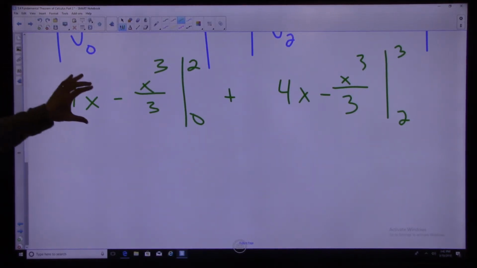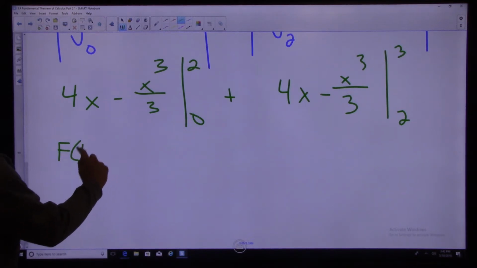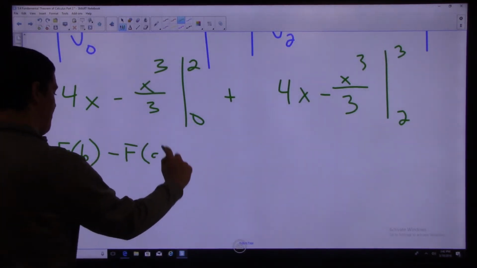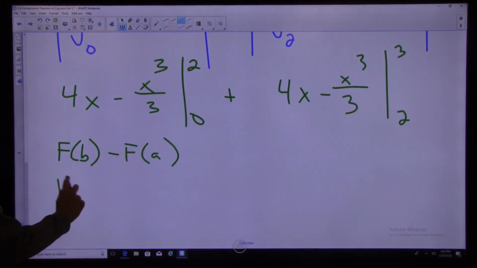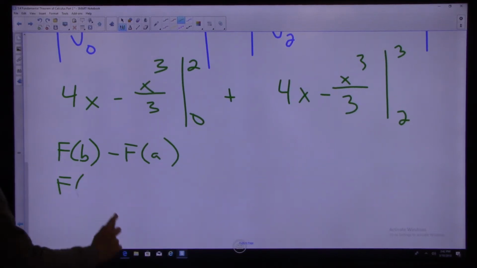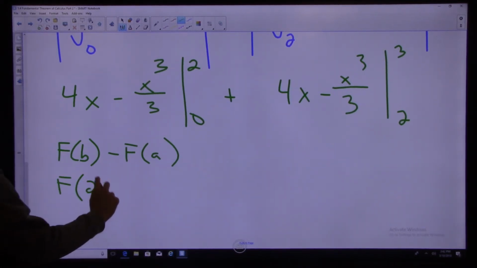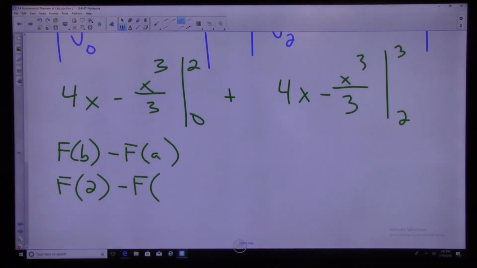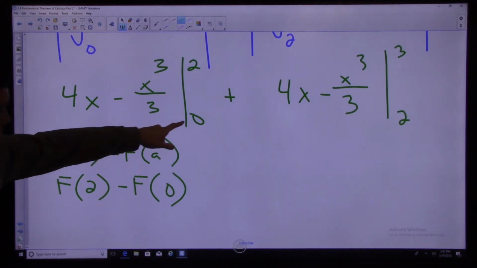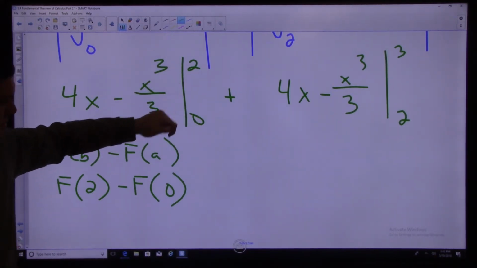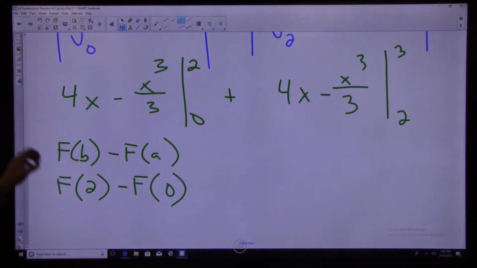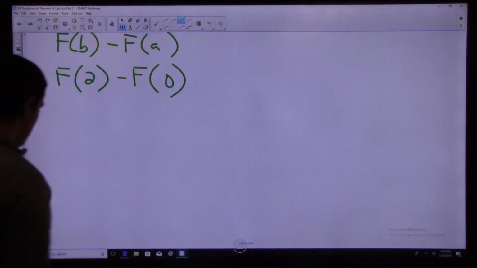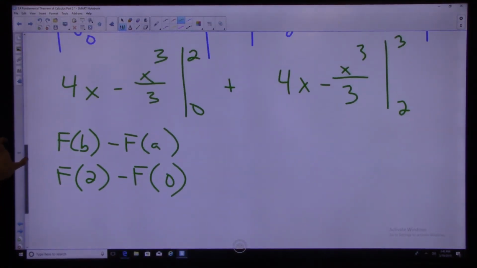So, in order to evaluate this from 0 to 2, again, the formula is capital F of b minus capital F of a. So what is little b? Little b is going to be 2. Capital F of a, little a is going to be 0. Okay? 0 is our lower limit, 2 is our upper limit of integration. Okay. So here we go. Let's start plugging this stuff in.